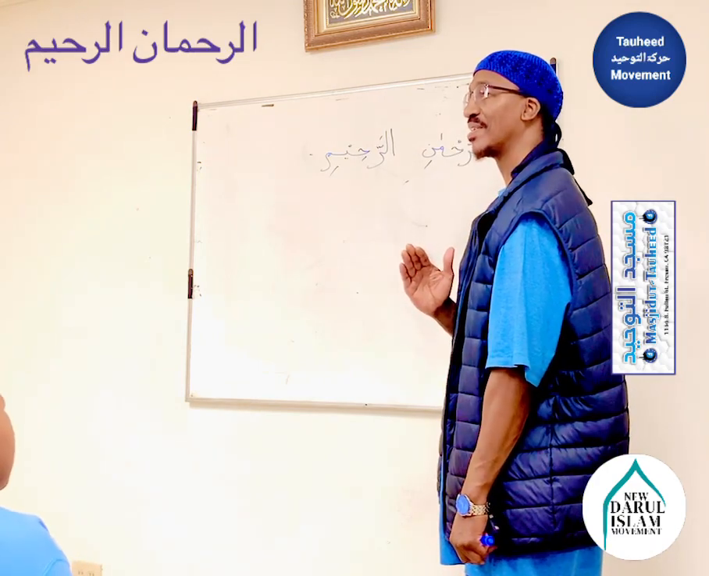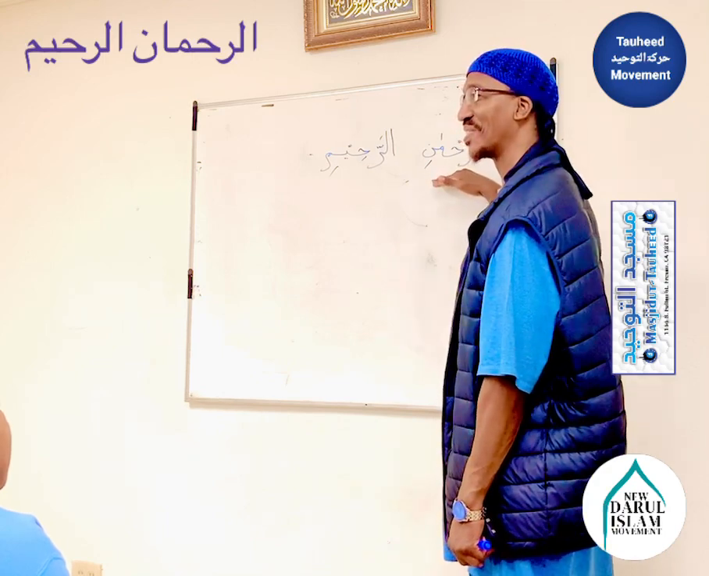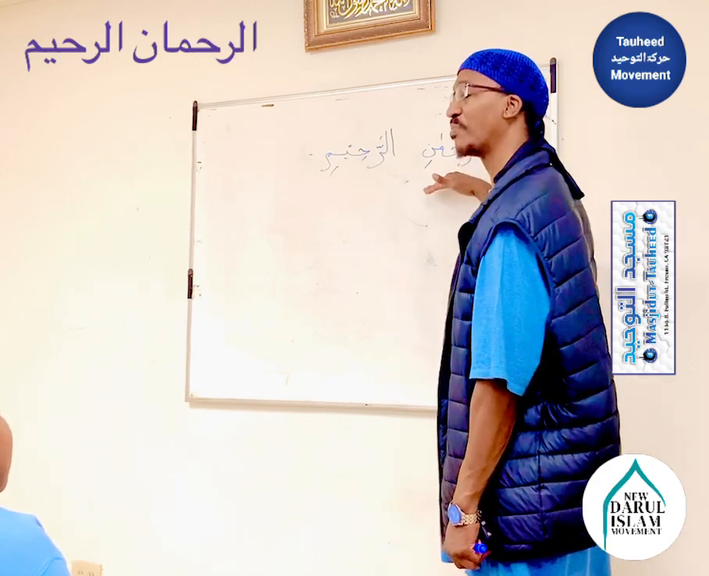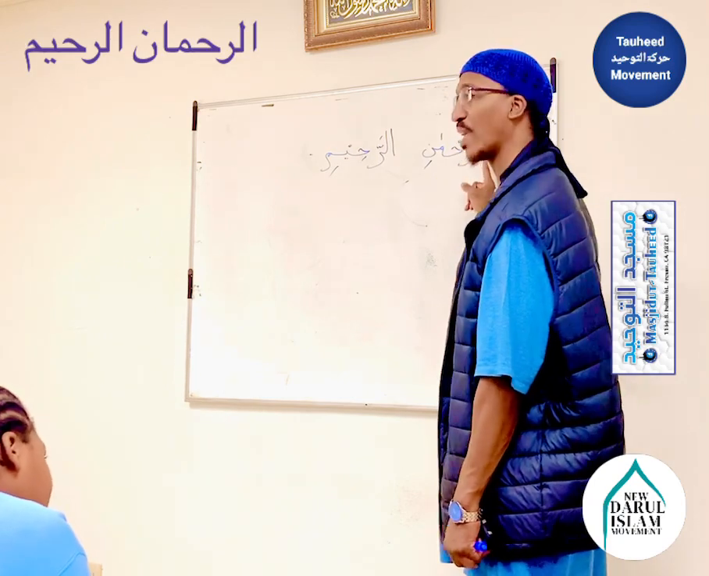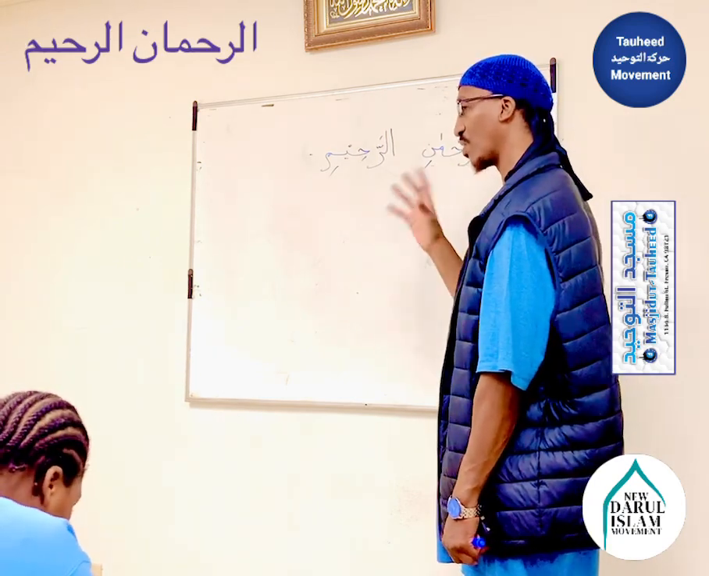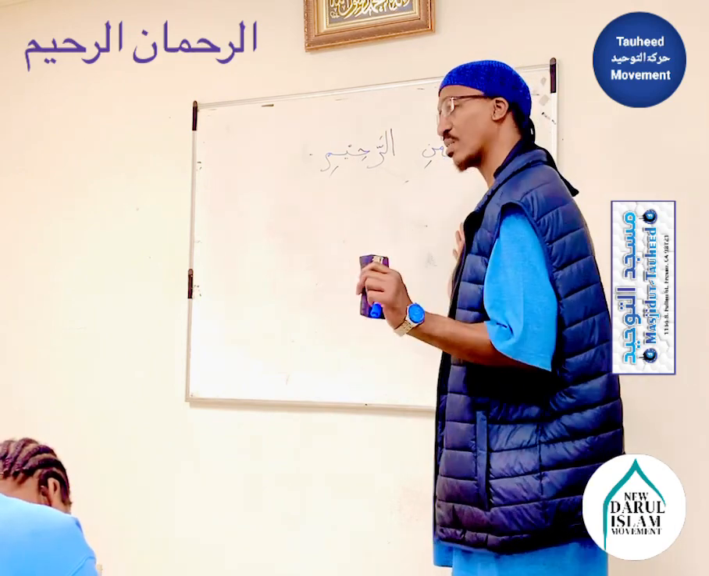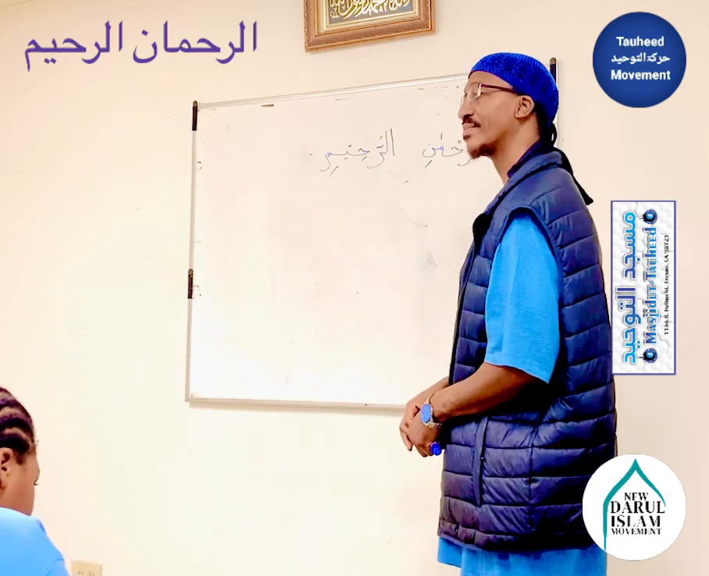How do you know to put the Lamb in place when you're writing it out? That's why we learn how to write the word. Even though we pronounce it like this, you still have to write it like this. You see what I'm saying? That's why we're learning how the word looks, so you have to memorize that.